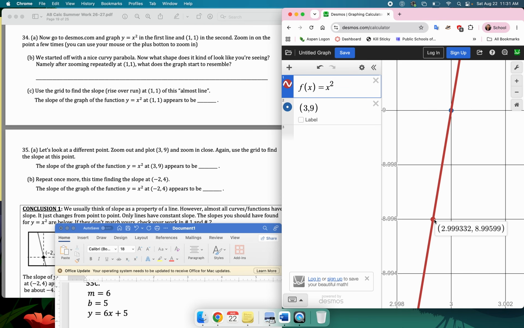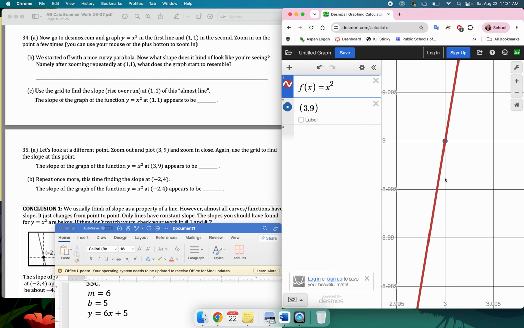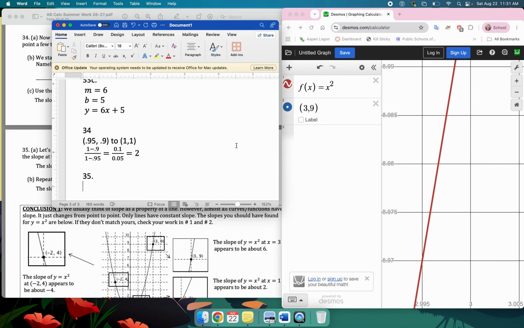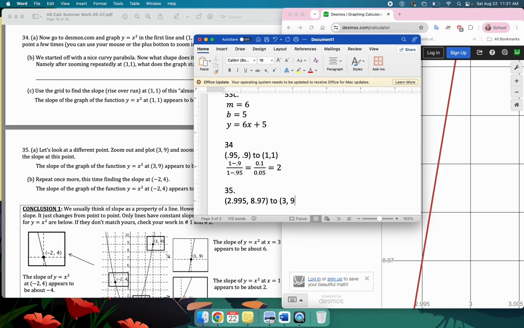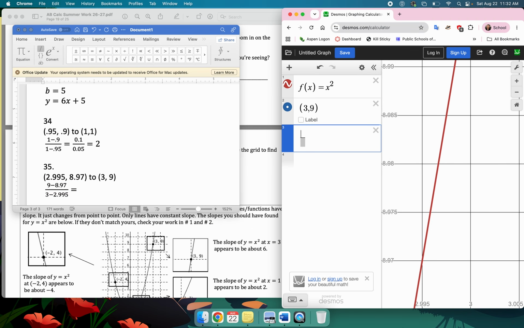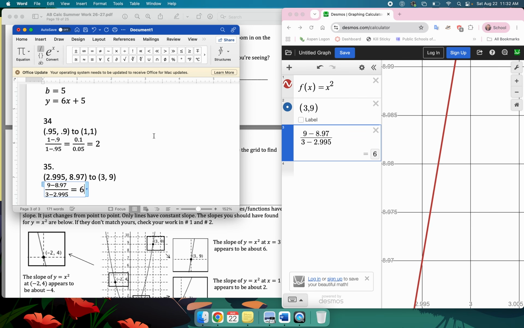So what is this? This is 2.999332, comma. I wish I could make that point stay on here. Okay, this one is easy to remember. This is 2.995, 8.97. Let's just use that. So that's 2.995 comma 8.97 to our point 3 comma 9. Right. So if I look at the slope there, that would be 9 minus 8.97 over 3 minus 2.995, which is, let me just do it in Desmos. Oh, it's 6, exactly. Cool. Looks like it's 6.